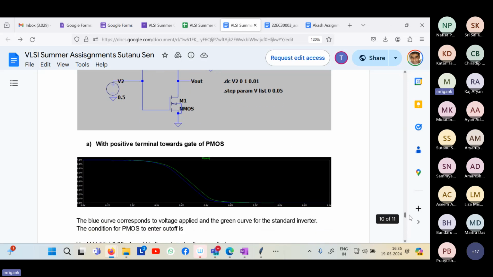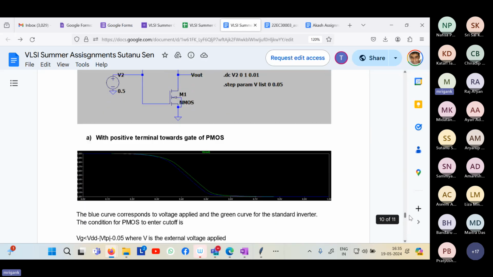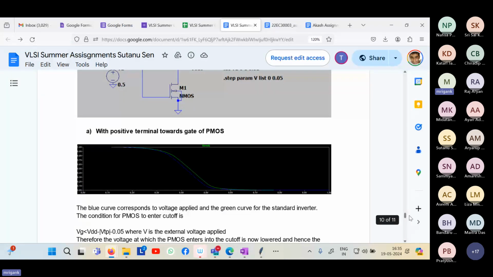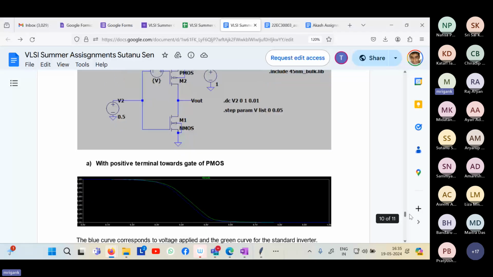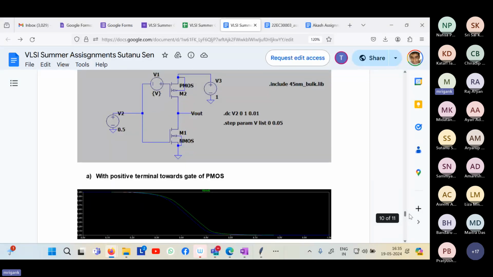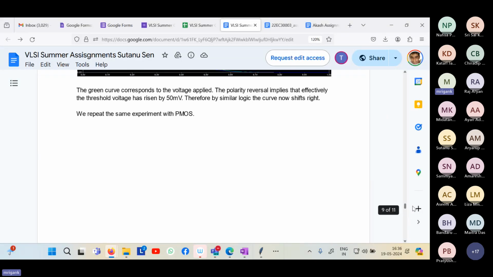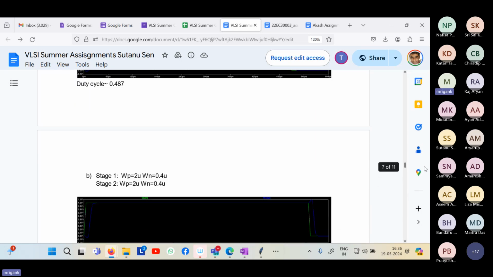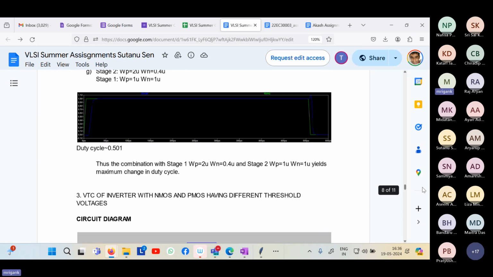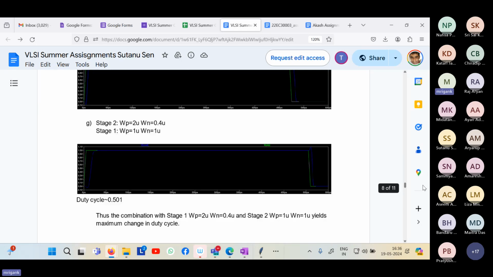So inserting a positive voltage in series with the gate of NMOS will shift the curve towards the left and vice versa. With PMOS, it will shift it towards the right. So that part you should be careful. So this is okay. Now this part is well done, but the only thing is waveforms. I have told you some mistakes.